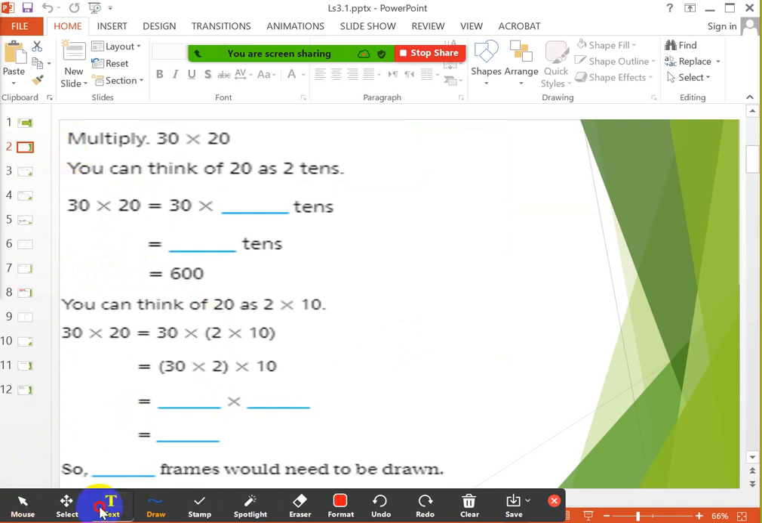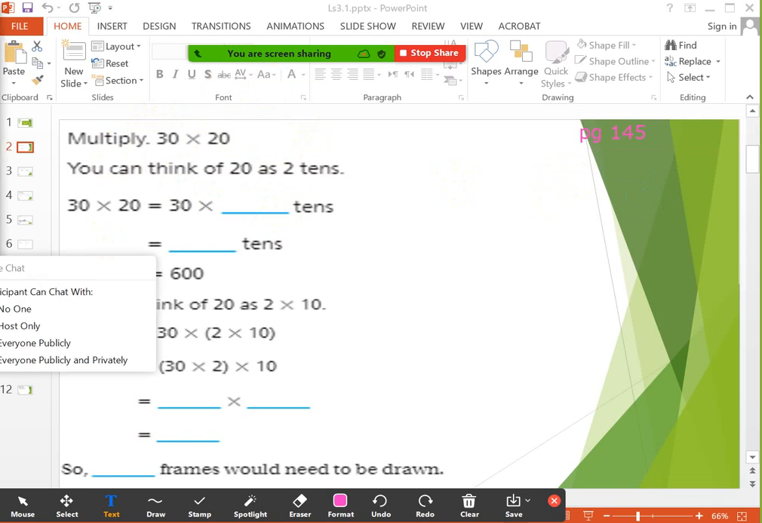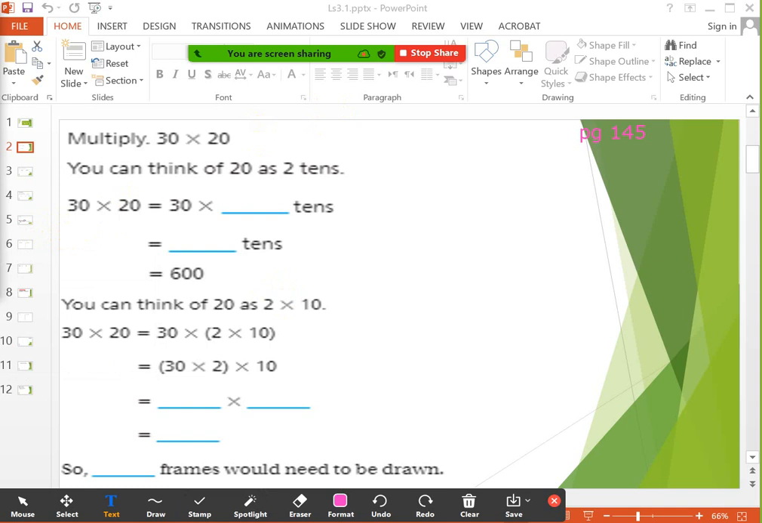So on this page, this is page 145. The first exercise is 30 multiply 20. I have many strategies. I can follow those strategies to find the answer for this multiplication. The first one I will use is place value. So in this exercise I will use the place value strategy to find the answer.